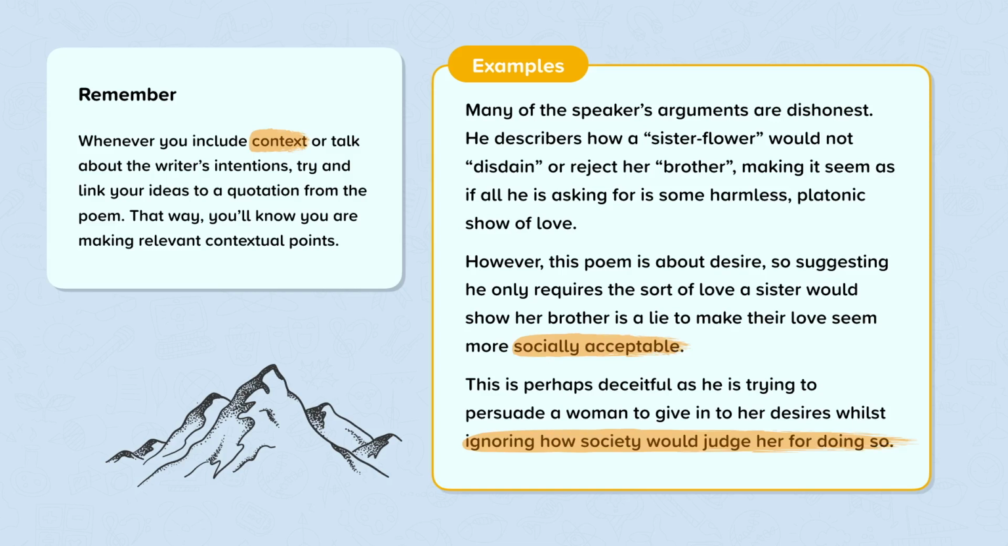The candidate makes two clear links to context, talking about the social acceptability of desire at the time that Shelley was writing and the gender imbalance of society at the time. Next, we can see here a clear comment about the writer's intentions. Finally, the candidate uses quotations in the first part of his example to support his point. These are also clearly linked to context.